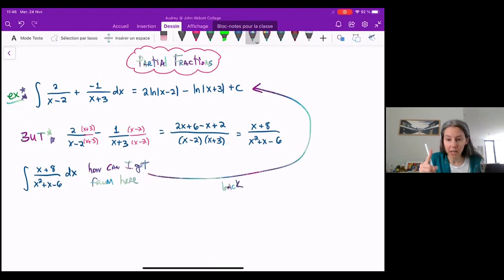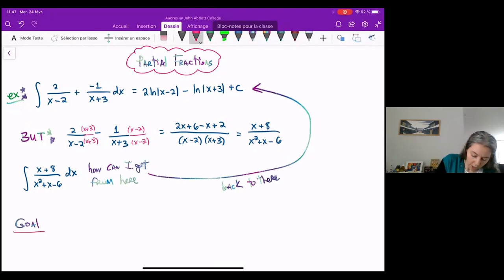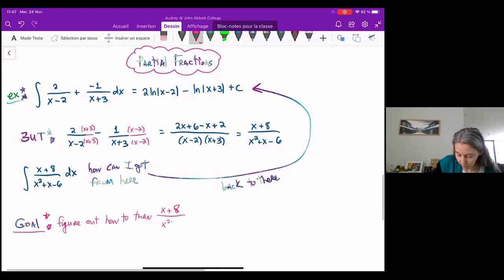And that is partial fractions. So that's the method that we are going to learn today. Our goal here is to figure out, actually we'll write this down because it's super important, how to turn x plus 8 over x squared plus x minus 6 into 2 over x minus 2 minus 1 over x plus 3.